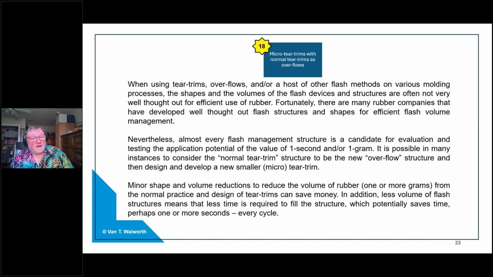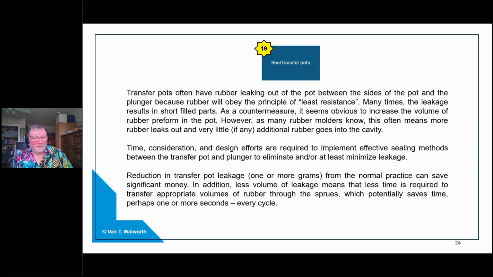The idea that transfer pots leak rubber out between the clearance of the pot and the plunger. If you don't have clearance between the pot and the plunger, then you won't get them together. And if you do ever get them together, you won't be able to get them apart. But there are ways to have effective leakage mechanisms that would minimize, if not eliminate, the leakage that comes from the pot.